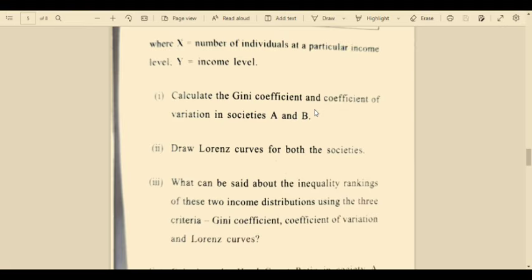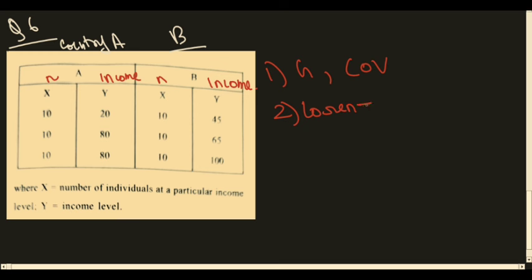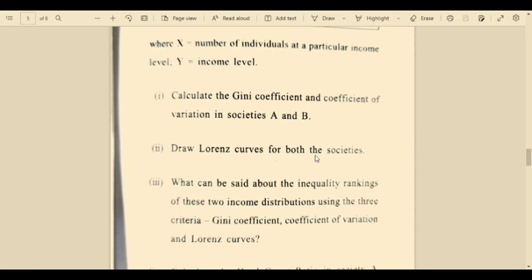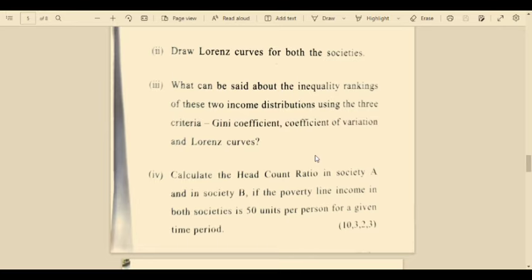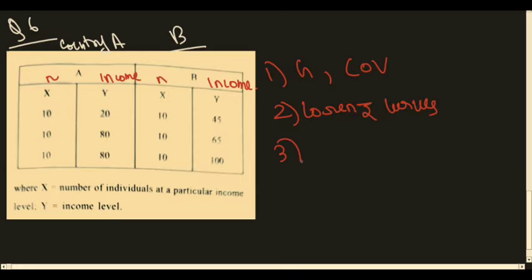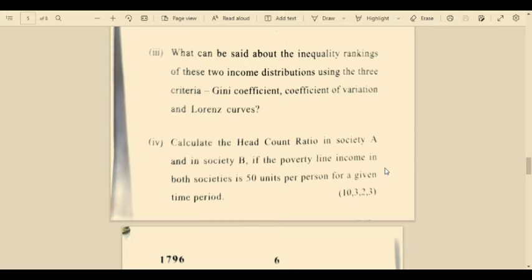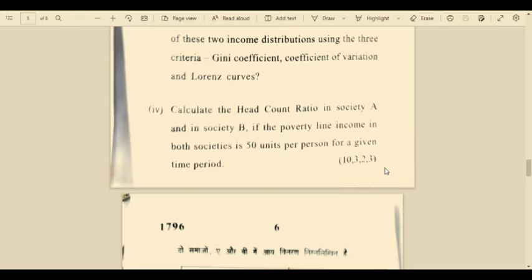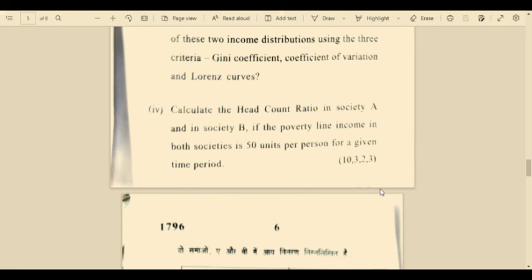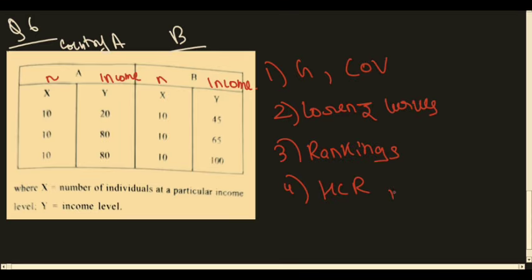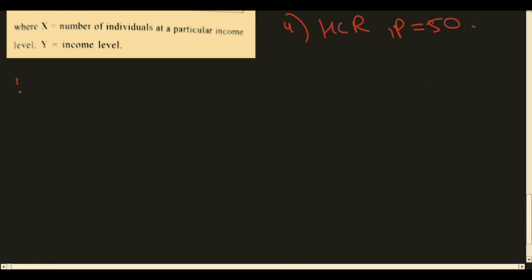Then we have the second part, Lorenz curves. And the third part: what can be said about the inequality rankings of these two income distributions using the three criteria: Gini, COV, and Lorenz curve? Rankings we have to tell. In the fourth part, we have to calculate HCR for both countries, where the poverty line is 50. So let's begin with all the parts now.